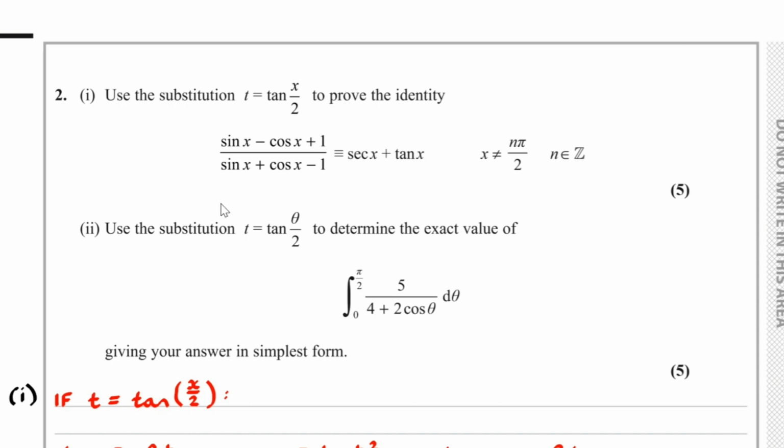Now for the next part, we have to use the substitution t equals tan of theta upon 2 to determine the exact value of the integral of 5 over 4 plus 2 cos theta d theta in between 0 and pi over 2, giving an answer in simplest form.